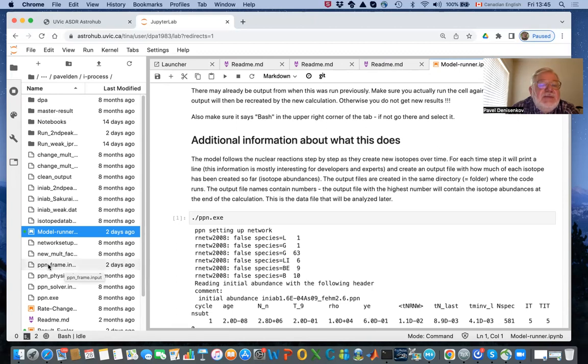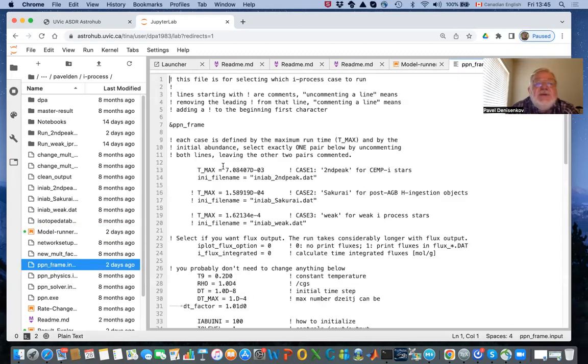So again, I double click with the left button this file, okay? And you can see there are 3 cases here. Case 1, second peak, case 2, Sakurai, case 3, weak. In order to choose one of these cases, you have to uncomment the corresponding 2 lines here. Case 3, for instance, now I choose case 3 for weak i-process. To uncomment, you just delete the exclamation sign here, right?